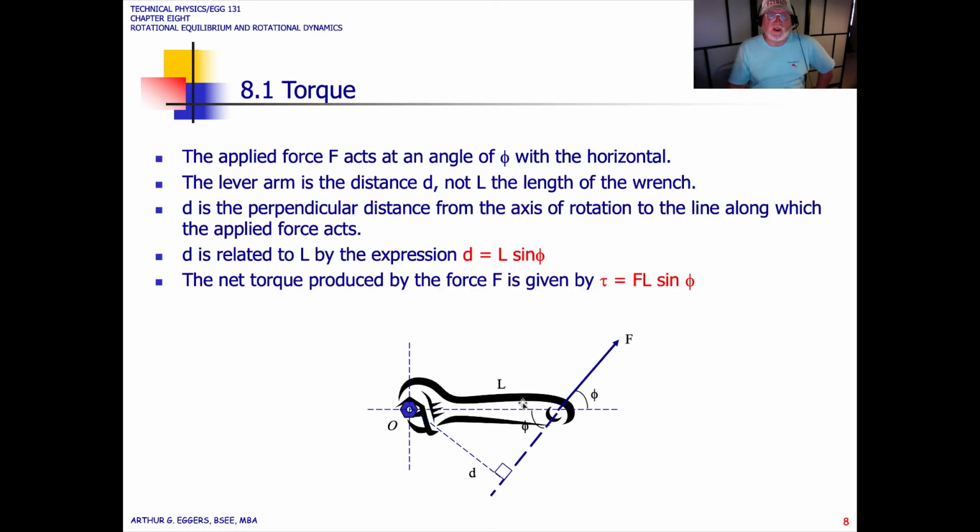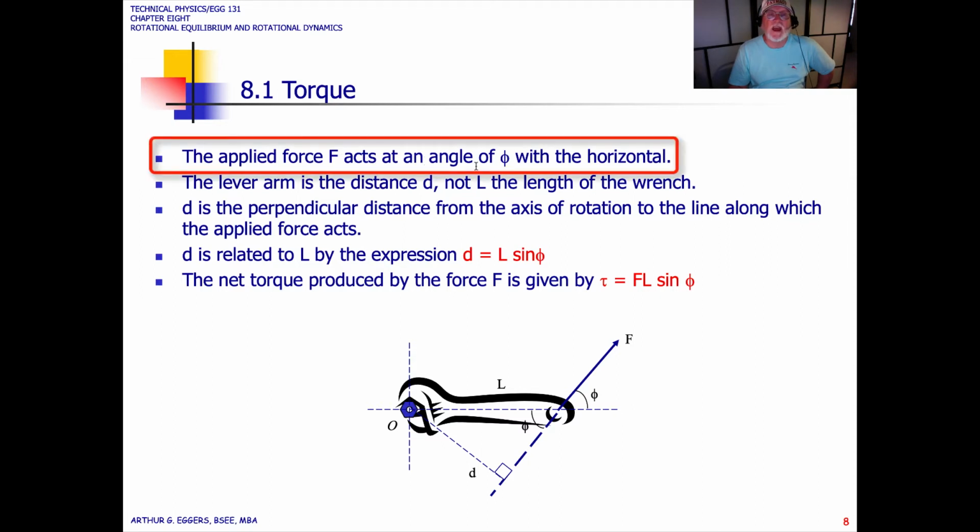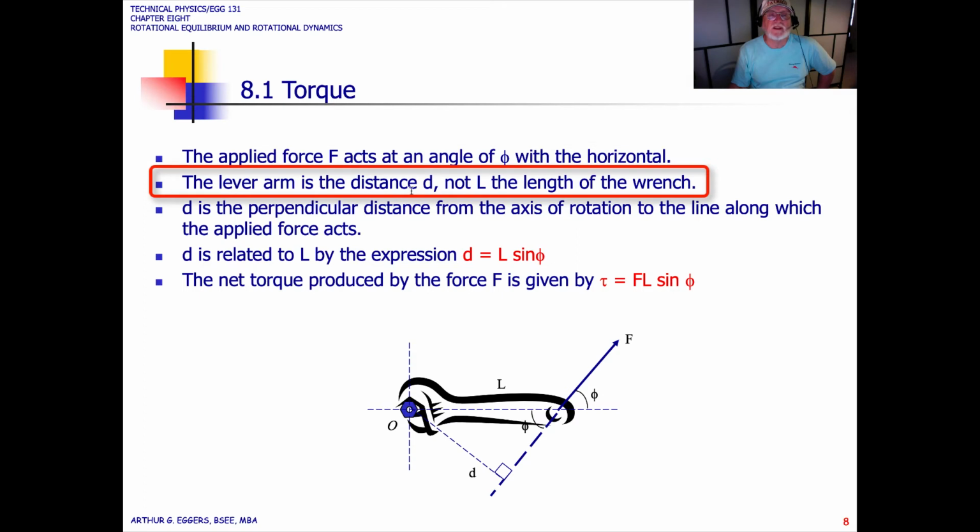So let's switch gears here to a wrench. We've got a wrench that is locked down on a nut here, and we're going to try to move the wrench to tighten or loosen the nut. So the applied force F acts at an angle, in this case phi, with the horizontal. Okay, so we're trying to pull up, but we're not exactly pushing straight up, we're at kind of an angle. The lever arm then is the distance d, not the length of the wrench. So you can see that down here.